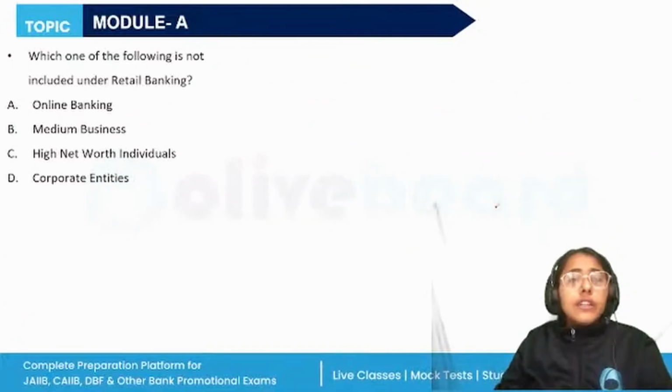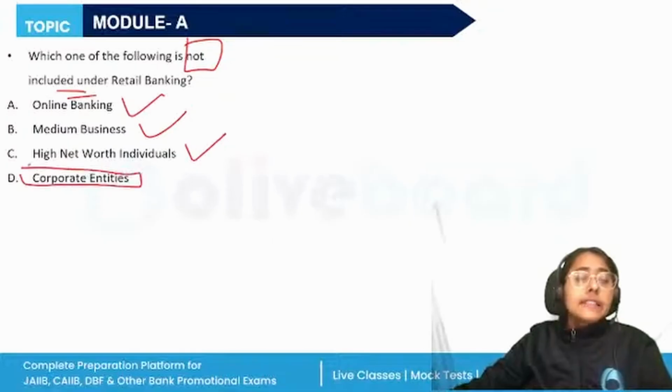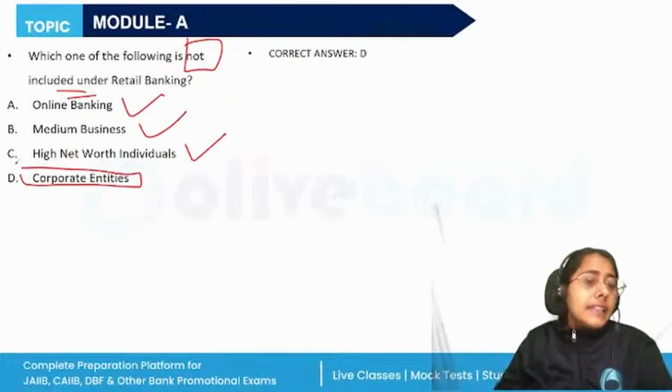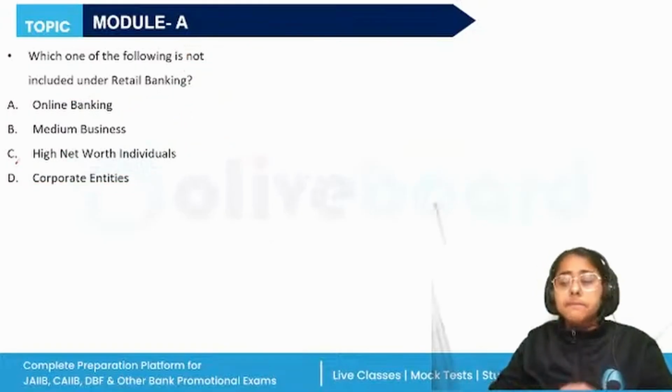Next, which of the following is not included under retail banking? This we have already seen, the different products and services which are offered in retail banking. So, which of the following is not included? Online banking is there, medium business is there, high net worth individuals is there. However, the corporate entities are not catered to by the retail banking segment, right? The corporate entities are not dealt with or catered to by the retail banking segment.